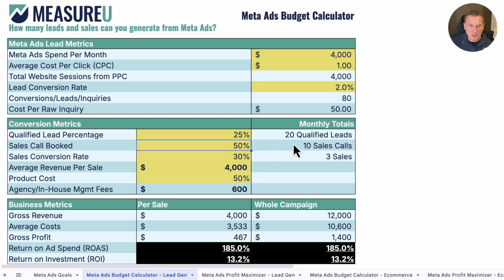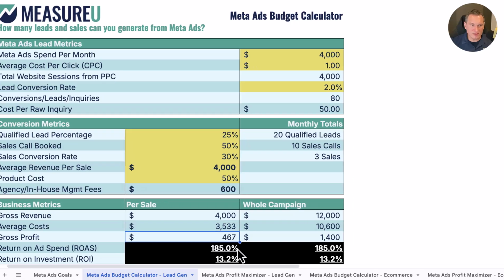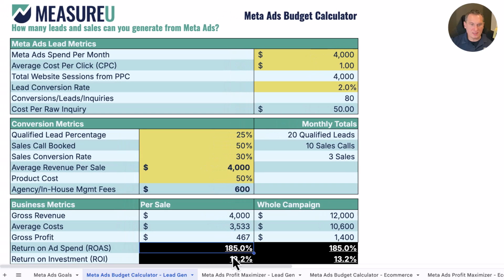If you get a sales call with half of them, that's 10 sales calls. And if you're getting an average of 30% conversion rate, which is pretty common, that means you're going to get 3 sales from your advertising for that month. If you make $4,000 a sale, and your product cost is 50%, that means on every sale you're going to be making a little bit of profit, $467 in profit. That means you have a good ROAS and a good return on investment.